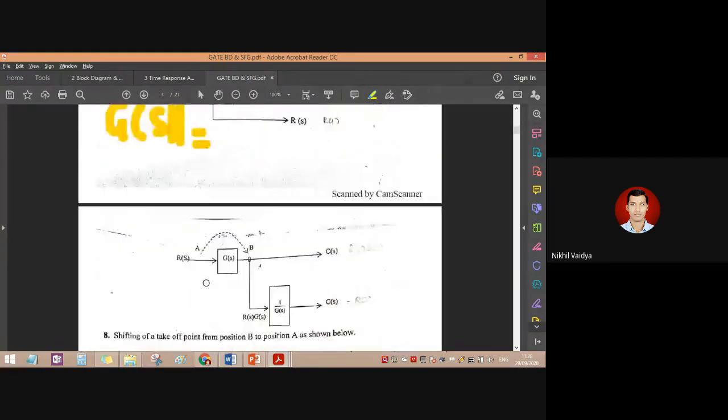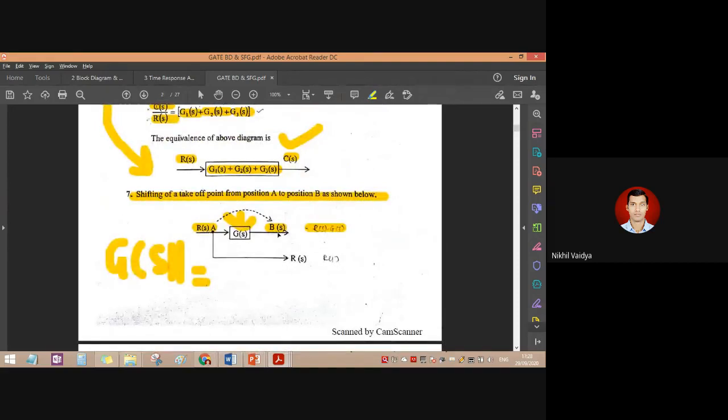Here, G of s is equal to output upon input. So what will be the formula? B of s upon R of s. So G of s is equal to B of s upon R of s. So B of s is equal to R of s into G of s, or we can say that they are in cascade with each other. And what is this R of s? R of s is R of s only, because R of s is coming from this particular line. So these are the two outputs we are getting now.